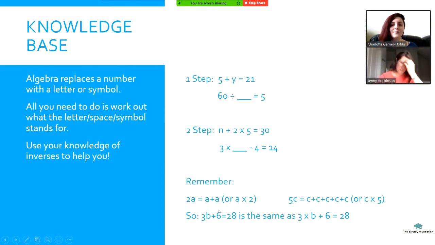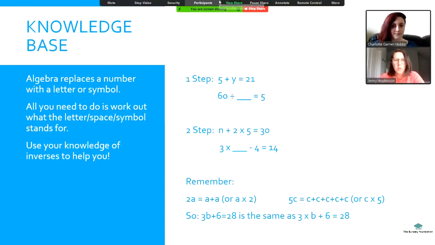So, let's quickly recap over some of the core knowledge we need for this. Algebra is basically just a fancy way of doing inverse sums. So if, for instance, I've said, 60 divided by blank is 5, how would I solve that as an inverse? So 5 times what equals 60? And 5 times table, the answer's got to be 12 for that.